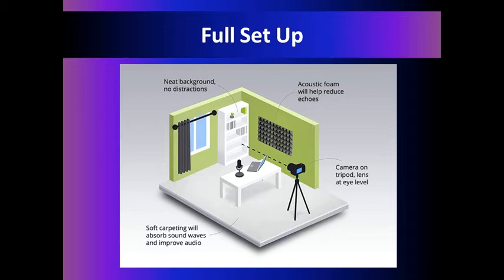The background is very clear and there are no distractions on the background, and it's not visible, but the floor is having soft carpeting which is going to absorb sound waves and improve the audio, and on the walls there is acoustic foam which will again reduce the echoes. This is the final setup, how it would look like, but not necessarily this expensive. It can be just your home, a room at your home.